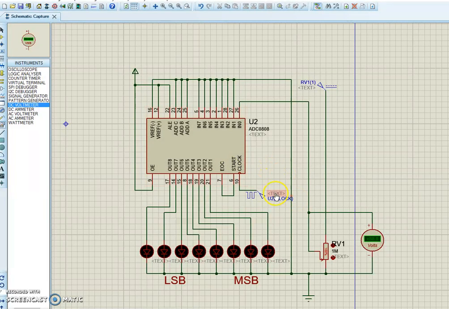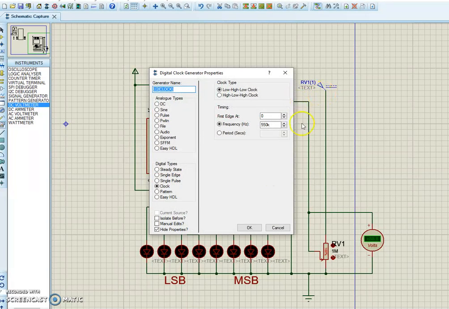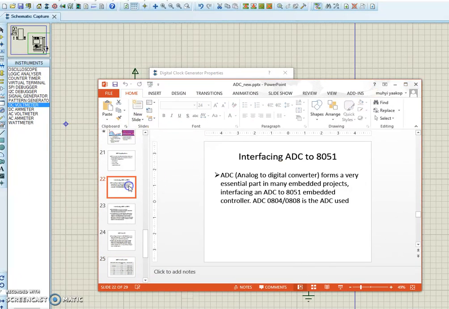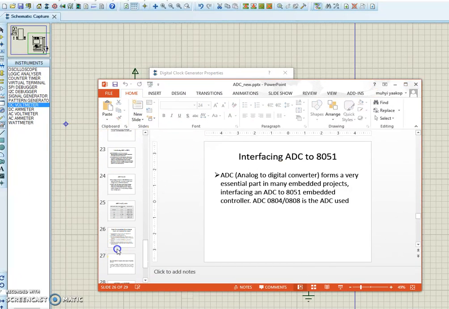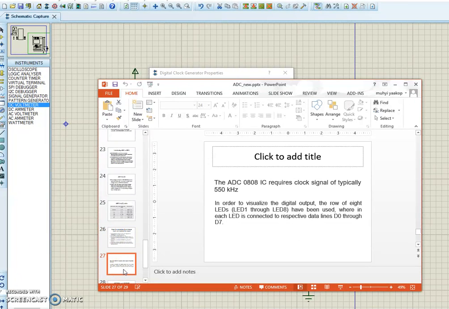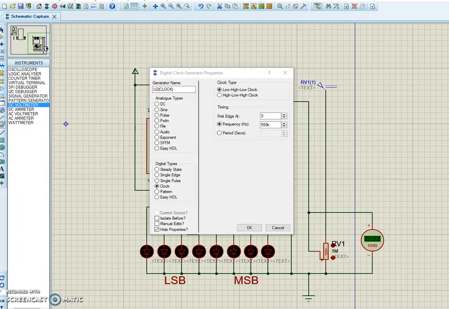Another thing that I've connected is the clock. If we remember again from the slide, the ADC 0808 IC requires a clock signal of typically 550 kHz. So that's why I'm adjusting the clock frequency to 550 kHz.